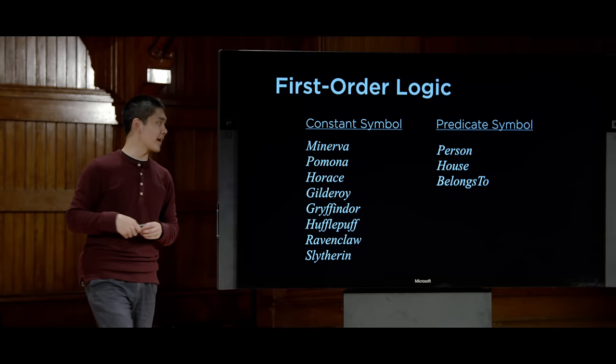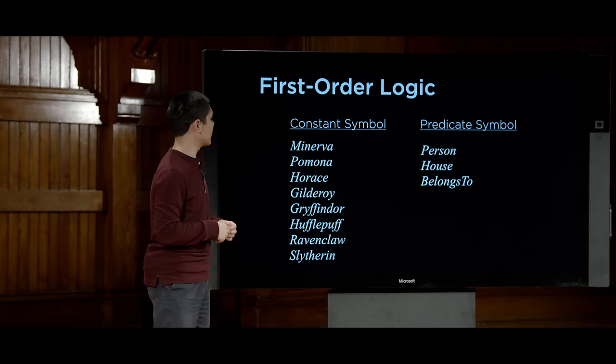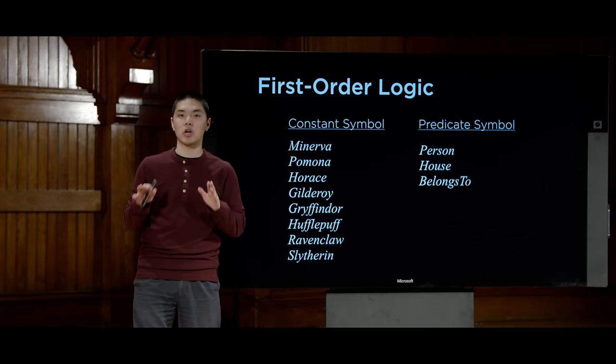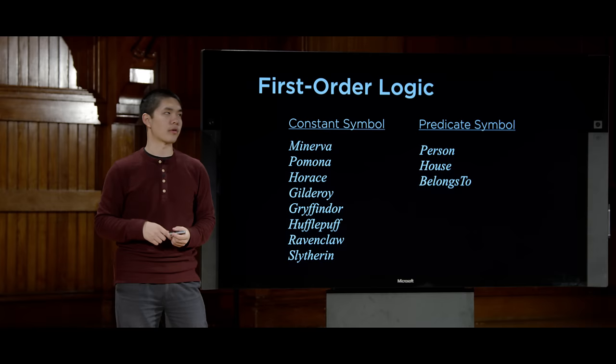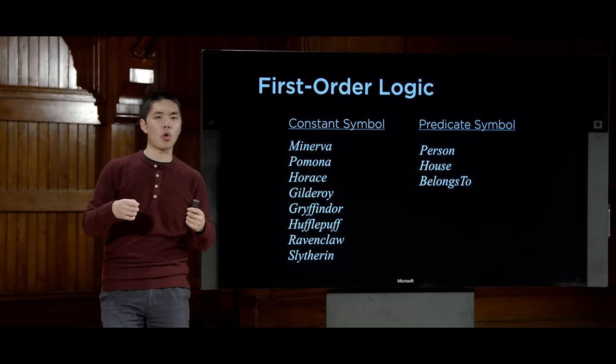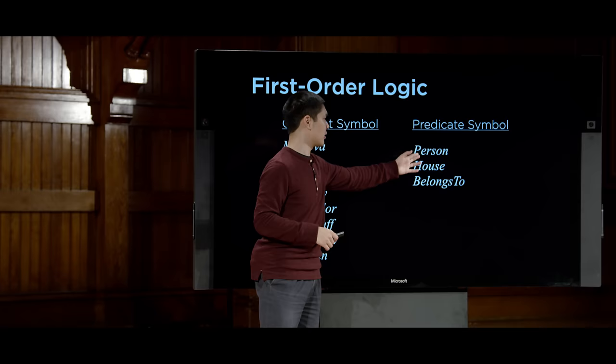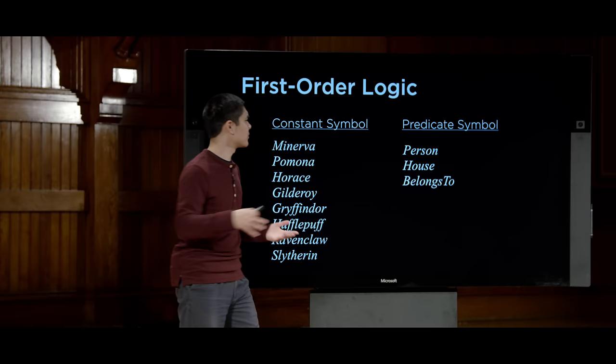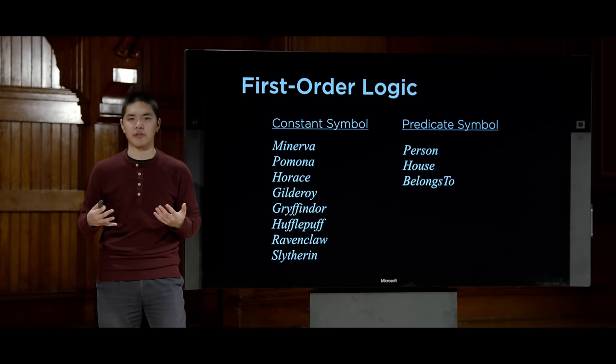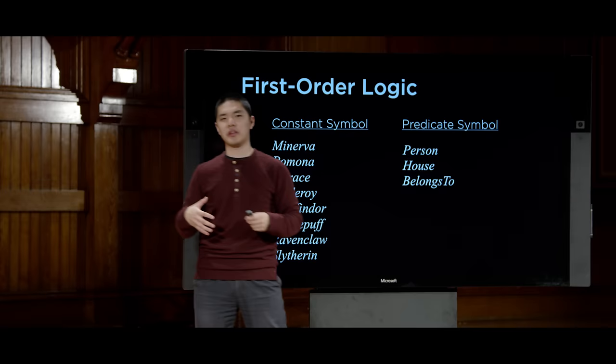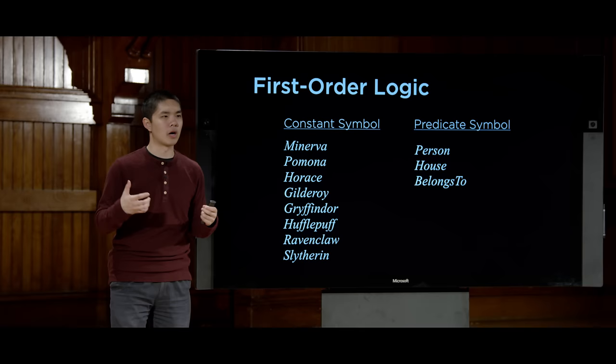But for now, in this same problem, our constant symbols might be objects, things like people or houses. So Minerva, Pomona, Horace, Gilderoy, those are all constant symbols, as are my four houses, Gryffindor, Hufflepuff, Ravenclaw, and Slytherin. Predicates, meanwhile, these predicate symbols are going to be properties that might hold true or false of these individual constants. So person might hold true of Minerva, but it would be false for Gryffindor, because Gryffindor is not a person. And house is going to hold true for Ravenclaw, but it's not going to hold true for Horace, for example, because Horace is a person. And belongs to, meanwhile, is going to be some relation that is going to relate people to their houses. And it's going to only tell me when someone belongs to a house or does not.